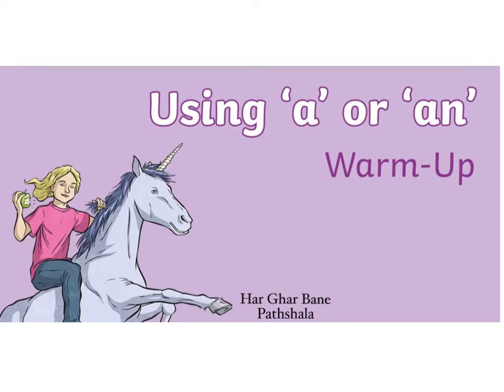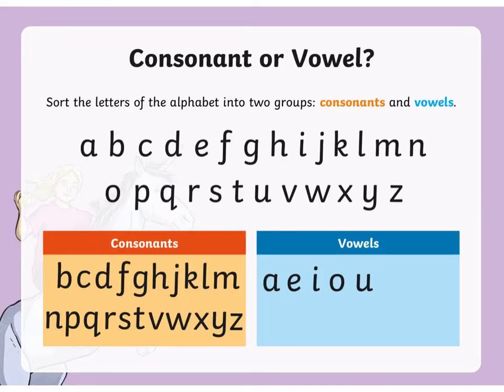Today we will learn articles. Articles a and an. So warm up and let's start with the articles. Now let's understand how we can identify consonants and vowels. These are two things which help us to identify the articles. We have to use a or an.